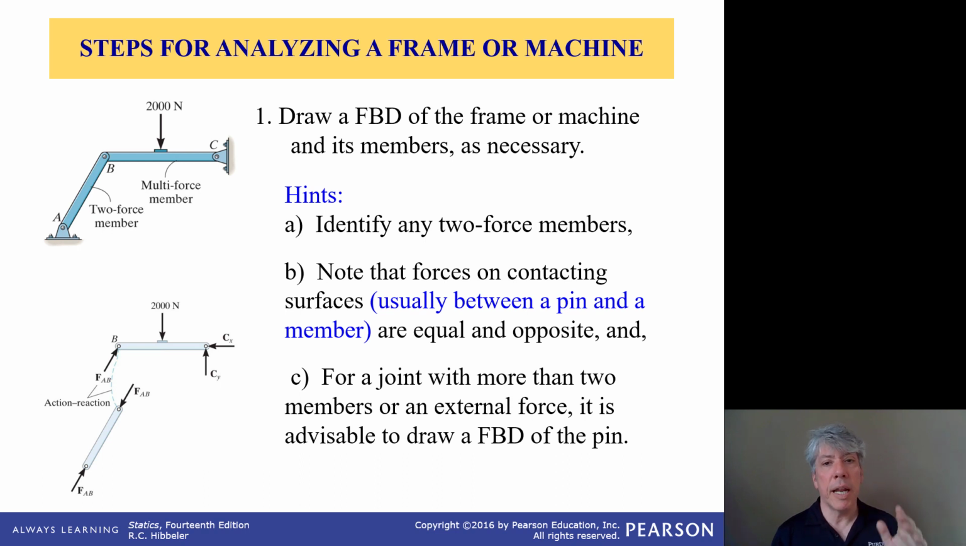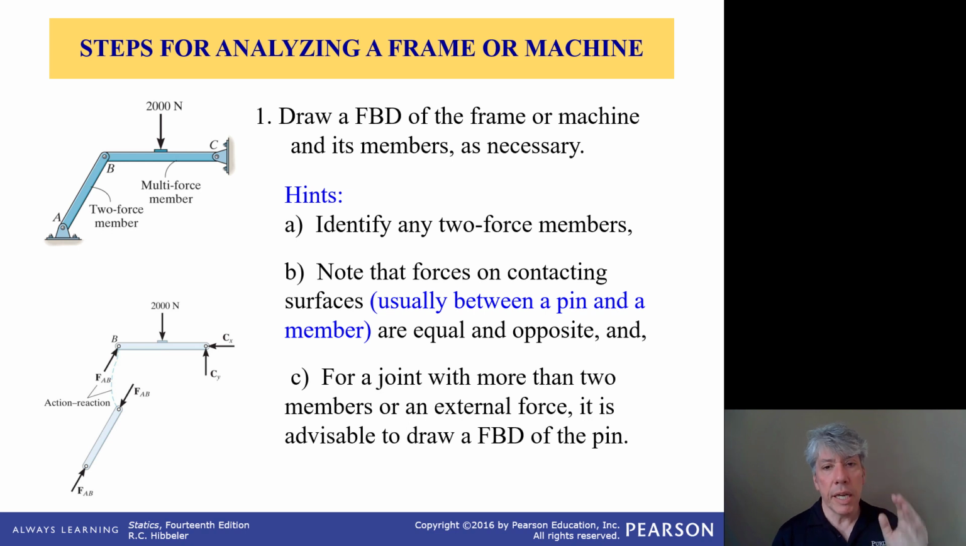One thing that helps a lot, identify any two force members, because two force members simplify things. They allow you to know a priori what the direction of the force is, even if you don't know its magnitude at the endpoints of the member. So for example, member AB is certainly a two force member, and therefore the forces at A and B on that member have to be collinear. And that helps a lot because it gives us very valuable, useful information toward the solution of the unknown forces.